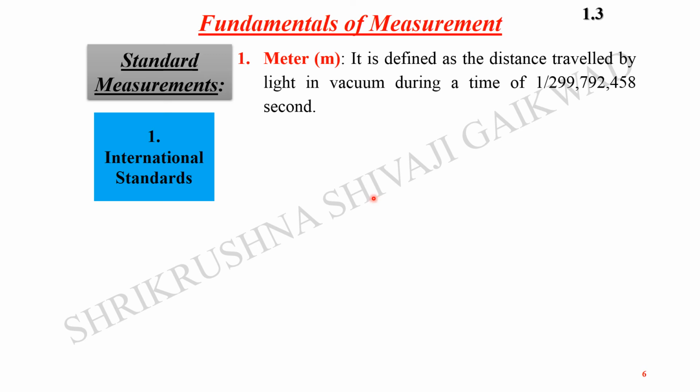Then there is the unit standardization, or the international standard, for length. It is defined as the distance traveled by light in a vacuum during a time of 1 by 299,792,558 seconds. This much time period is considered as 1 meter, the distance traveled by light in a vacuum within this much time. This is nothing but the velocity of light in vacuum. That much distance is called 1 meter.